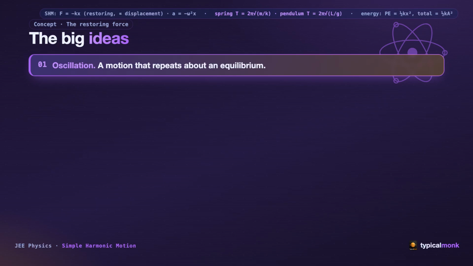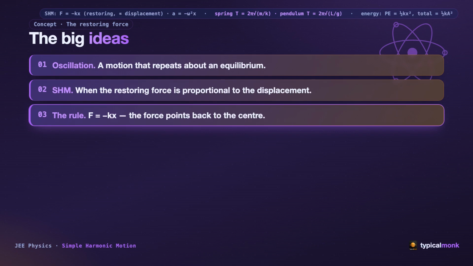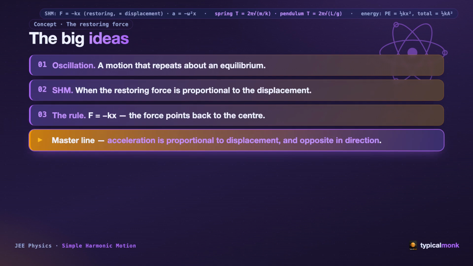Oscillation, a motion that repeats about an equilibrium. Simple harmonic motion, when the restoring force is proportional to the displacement. The rule: F equals minus kx, the force points back to the center. Acceleration is proportional to displacement and opposite in direction.